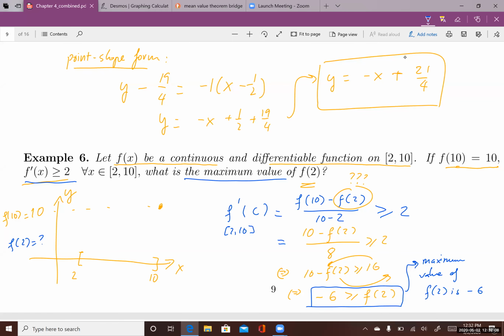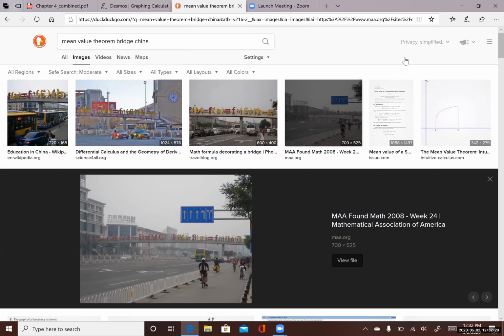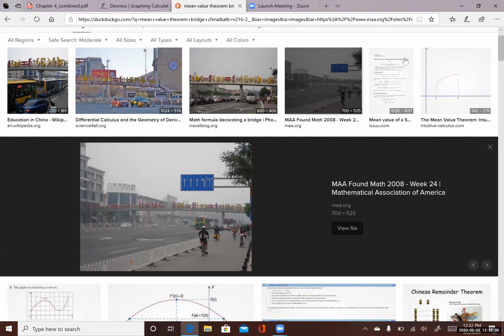All right, so I want to show you that this theorem is a pretty famous theorem, and why it's famous, and why it's a very important theorem in calculus. Let's go to China. In one of the bridges in China, they do have this theorem printed on this bridge here.